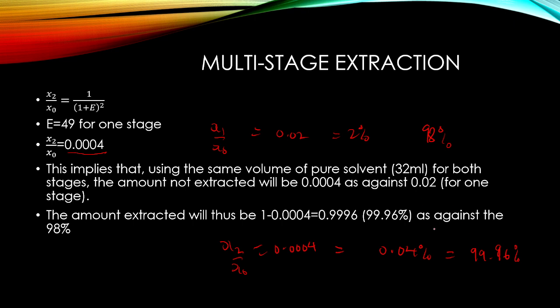So we use the same amount of solvent for both stages. And the amount that was not extracted will now be this. That's against the initial 0.02. So all we are saying is that at the end of the day, because we added a second stage, we're going to have more extraction. We're using the same solvents, the same flow of solvents. It was still a pure solvent. But now this time we're going to have a higher extraction, right?